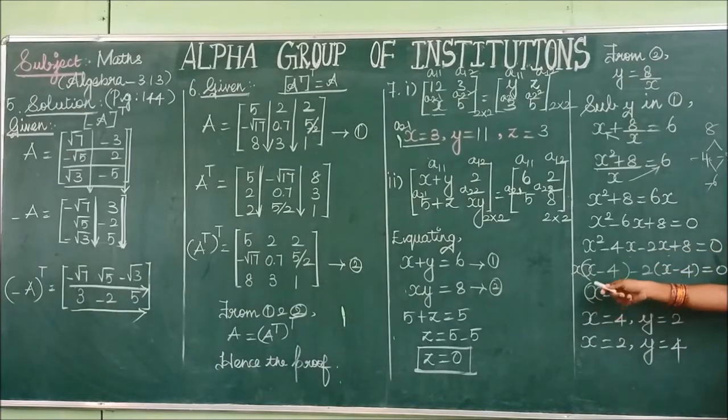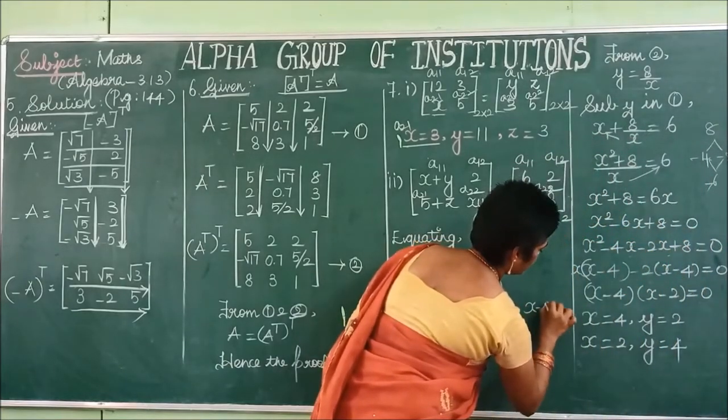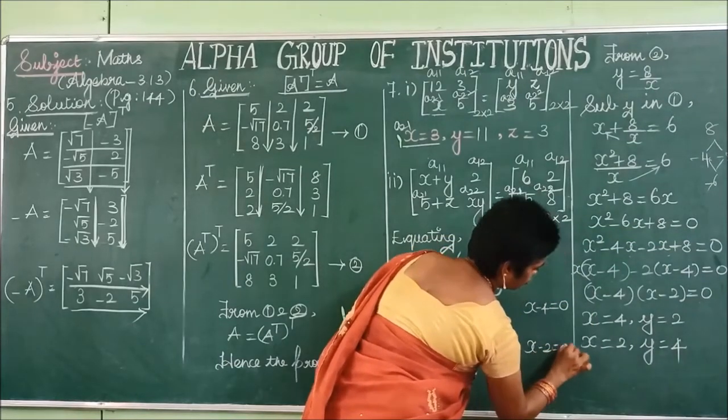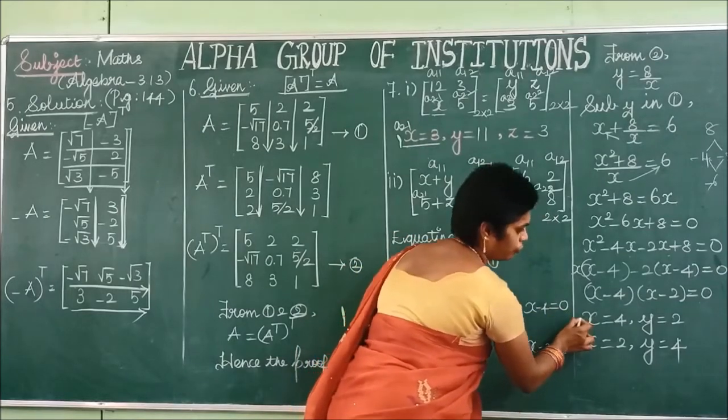Take x as common from the first two terms; the other term is x minus 4. From these two terms you can take 2 as common: x minus 4 is equal to 0. x minus 4 is common, so you can take x minus 2 is equal to 0. So from this we can write x minus 4 is equal to 0 and also x minus 2 is equal to 0. So you get the value x equal to 4.